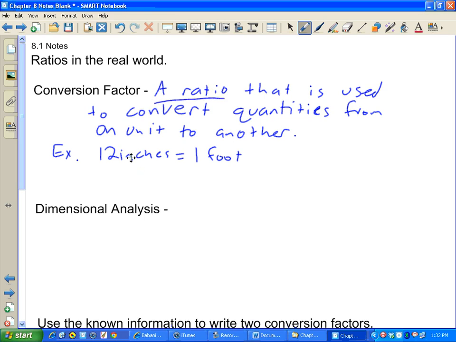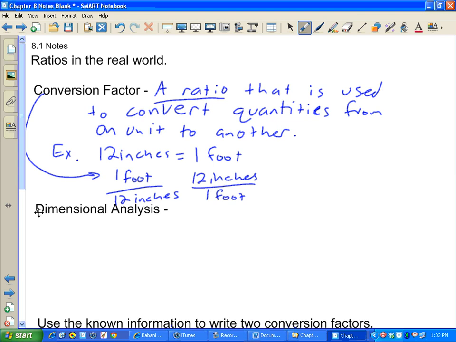So I'm going to make a ratio out of these quantities. 1 foot over 12 inches. This is a conversion factor. Another one I can make with the same equation would be 12 inches over 1 foot. And we're going to use this in dimensional analysis to convert units.